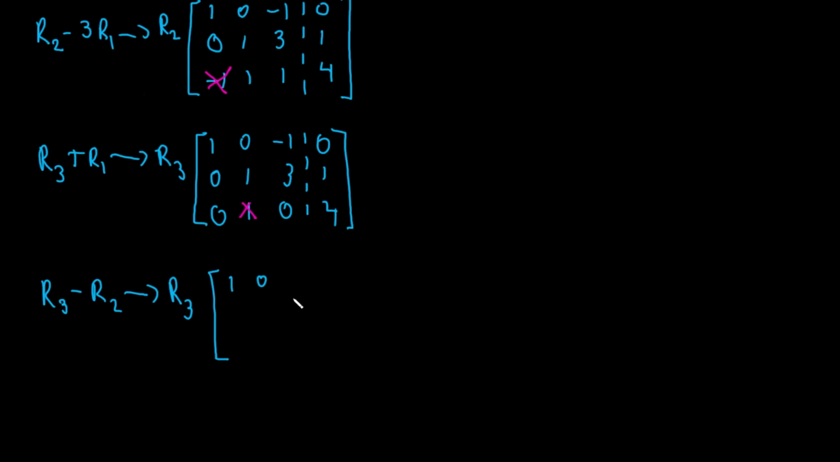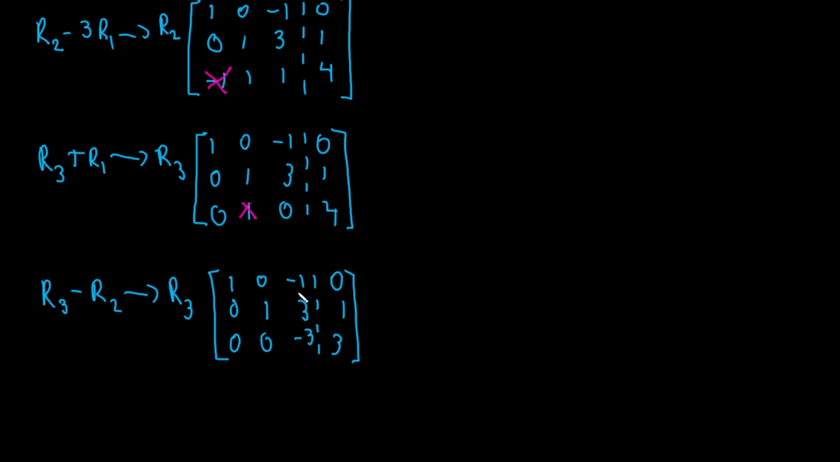So the first row will remain the same, because we're only affecting the third row of our matrix. The second row will remain the same. And the third row will become, well, 0 minus 0 is 0. 1 minus 1 is 0, just like we wanted. 0 minus 3 is minus 3. And 4 minus 1 is 3. Okay, so we've successfully eliminated every entry in this column.